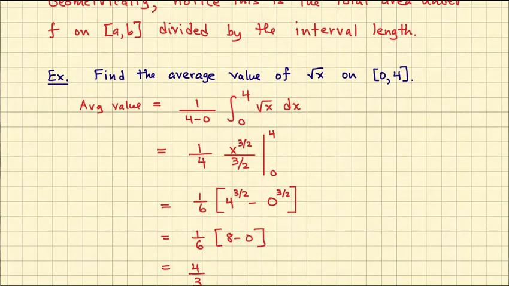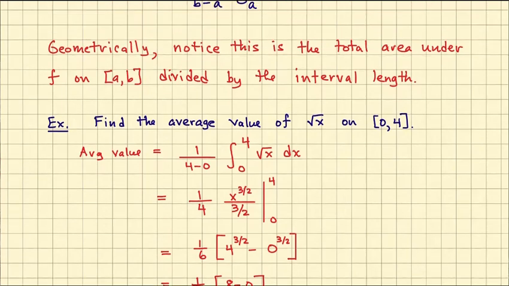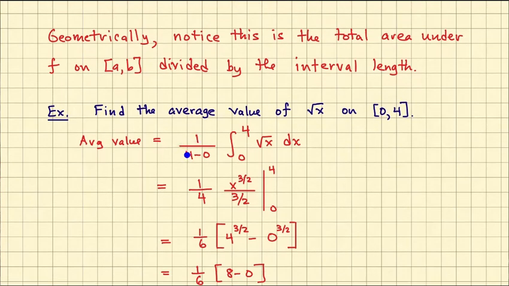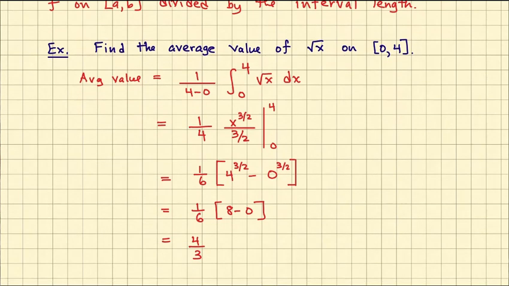Okay, so as a concrete example, let's find the average value of the square root of x on the interval from 0 to 4. From the average value formula, I'm going to do 1 over b minus a, integral from a to b of f of x dx. If I rewrite this as a 1/2 power, anti-differentiate, and evaluate between limits, I get that the average value is 4/3.